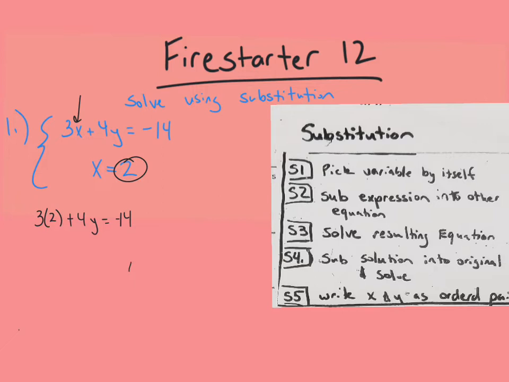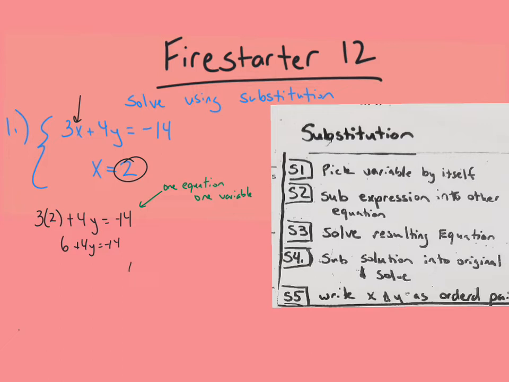I want to have one equation with one variable, because if that's true, then I can use PEMDAS backwards. So I'm going to simplify it a little bit. I get 3 times 2 to get 6. 6 plus 4y equals negative 14. Now I'm just using PEMDAS backwards.